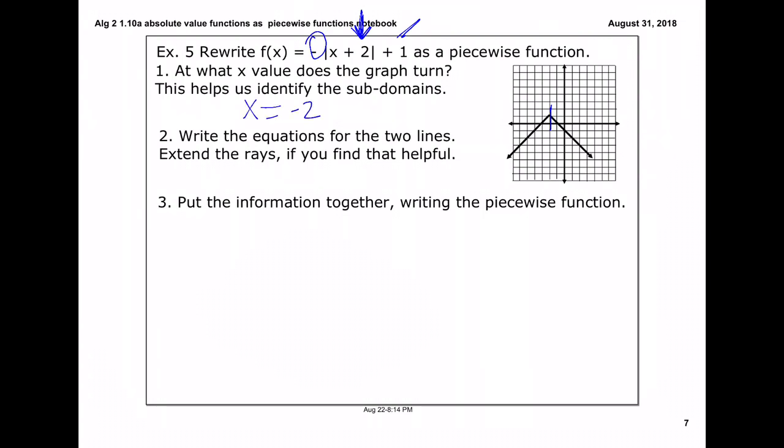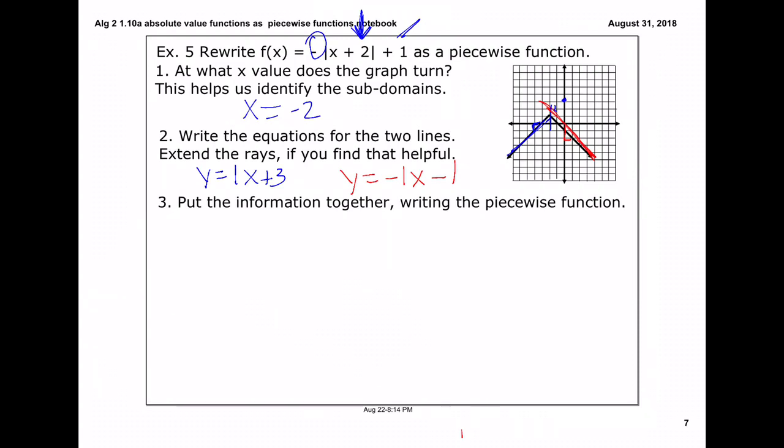If we write our equations, when I look at my ray on the left, I'm rising 1, running 1. So if I take that all the way to my y-axis, I get y equals 1x plus 3. Looking at my other ray on the right-hand side, I can tell that it is going down 1 and running 1, so my slope is -1x, and it crosses my y-axis at -1.